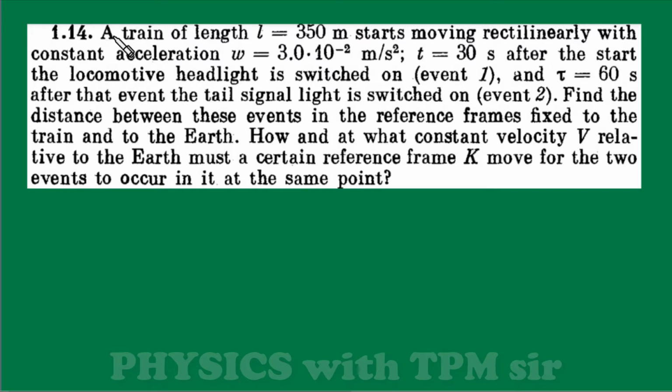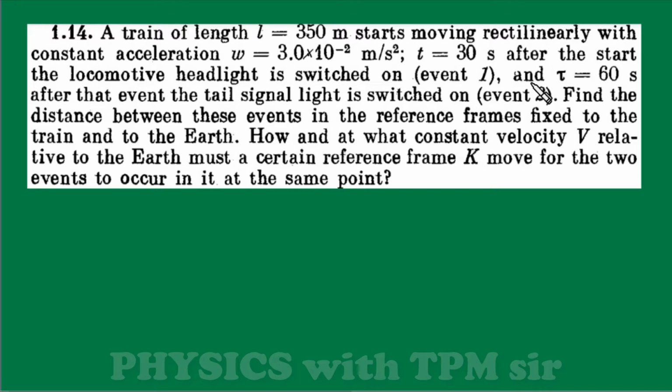Okay. So, what is given? A train of length 350 meter starts moving rectilinearly with constant acceleration of 3.0 into 10 to the power minus 2 meter per second squared. At t is equal to 30 second after the start, the locomotive headlight is switched on. Headlight means जो आगे होती है ना लाइट उसको बोलते हैं हेडलाइट. So headlight is switched on. That is termed as event 1.